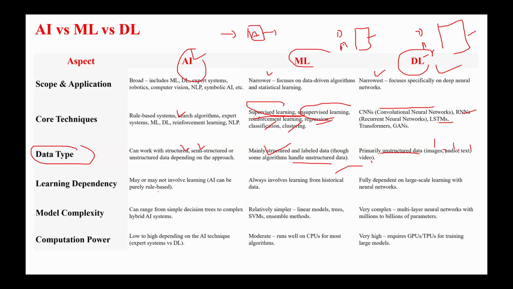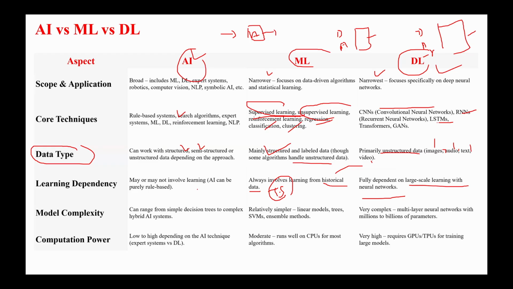Then learning dependency: learning may or may not be involved in AI, because with antecedent and consequence, no such learning is required. But in ML, what happens? It involves learning a model from historical data. Historical means past data, we can say time series data. On the basis of historical data, it predicts the output, right? On the basis of historical data, machine learning will tell. But here, it is not only historical data, it is fully dependent on large-scale learning with neural networks. It is a large-scale data required in unstructured format. Then deep learning will work perfectly.